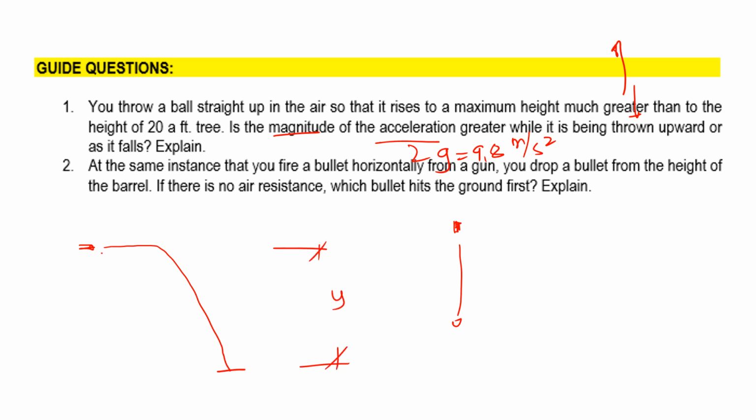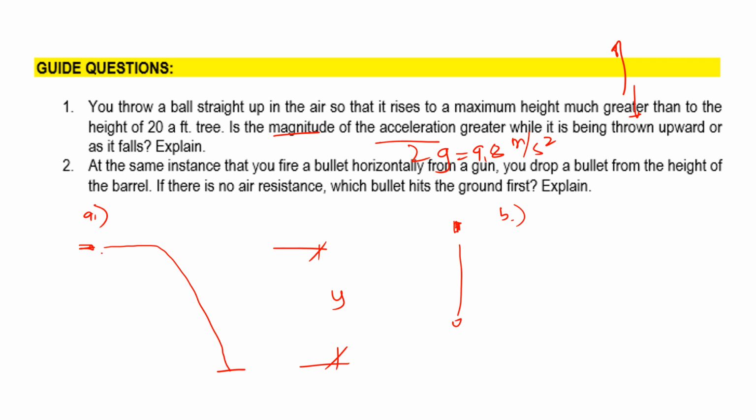So the question is, if there's no air resistance, which bullet hits the ground first? We have to explain. We can explain this by getting the formula to compute for time. If the time for the first case is equal to the time for the second case, meaning they will hit the ground at the same time. So we need to compute for the time.